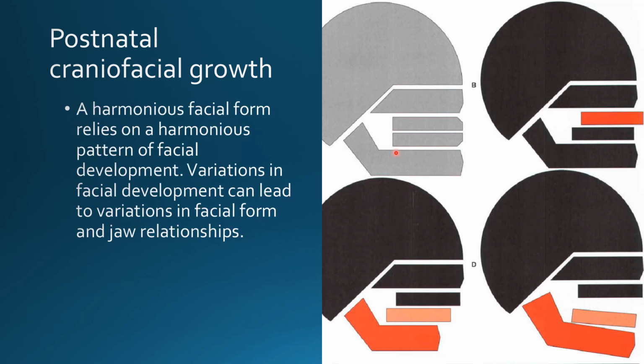This is just a picture to show you how the maxilla, mandible, and the maxillary alveolar process and the mandibular alveolar process, when they grow in harmony, give a harmonic face. However, if one of them, or two or three, don't grow in harmony with each other, we will have different facial forms, different malocclusions, okay? And some of them are not in harmony at all.